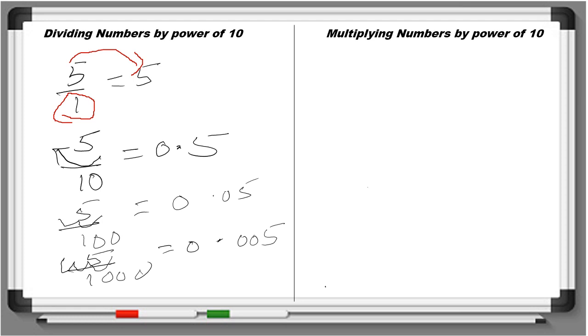So it becomes 0.05. It becomes smaller. The decimal moves 2 places from right to left. If I divide 5 by 1000, the decimal moves 3 places from right to left. So it becomes 0.005. Now boys, we'll see the concept.